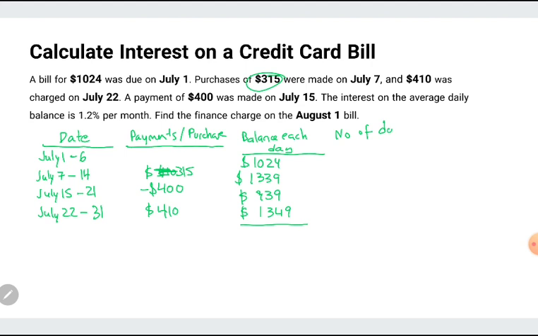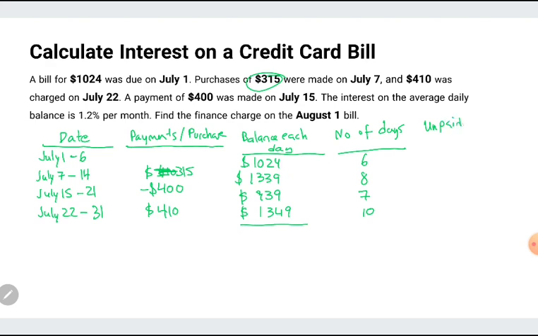Number of days. 1 to 6 is 6 days. 6 minus 1 is 5 plus 1, 6. 14 minus 7 is 7 plus 1, 8. 21 minus 15 is 6 plus 1, 7. 31 minus 22 is 9 plus 1, 10. Okay.